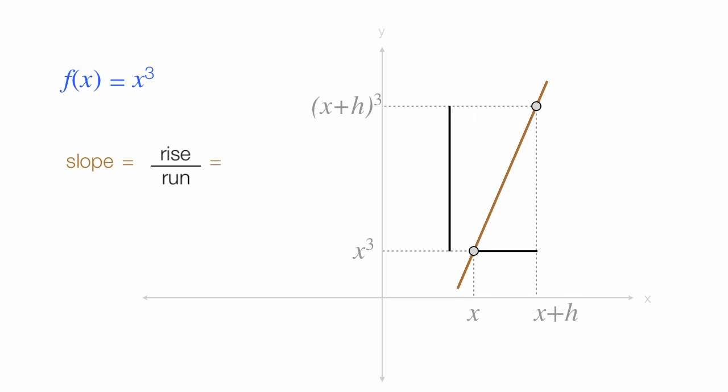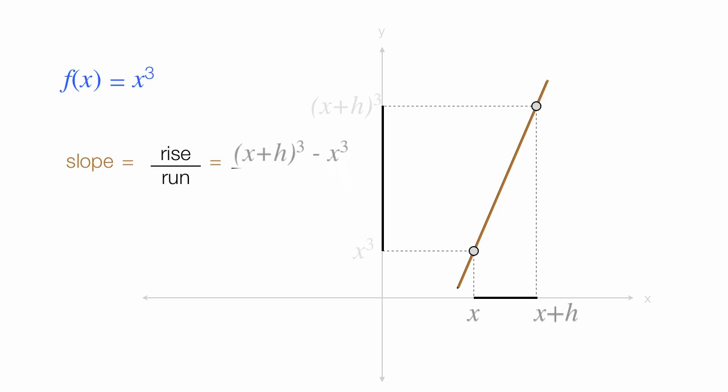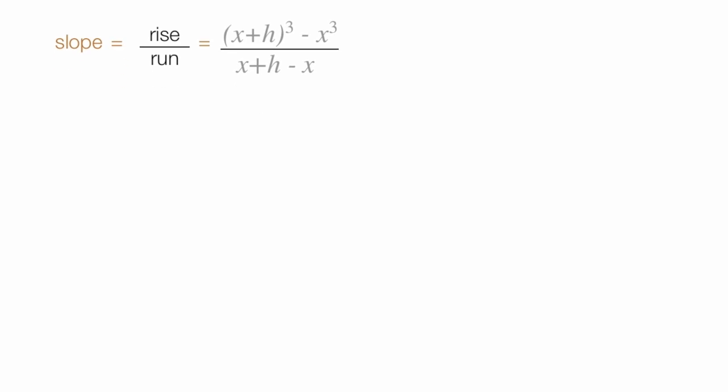Let me put these lines back. There. So the rise is x plus h cubed minus x cubed. And the run is x plus h minus x. In a moment, I'm going to show you that the denominator is h, but I'm going to leave it like this for now. So let me move this up a little bit to give myself some space.